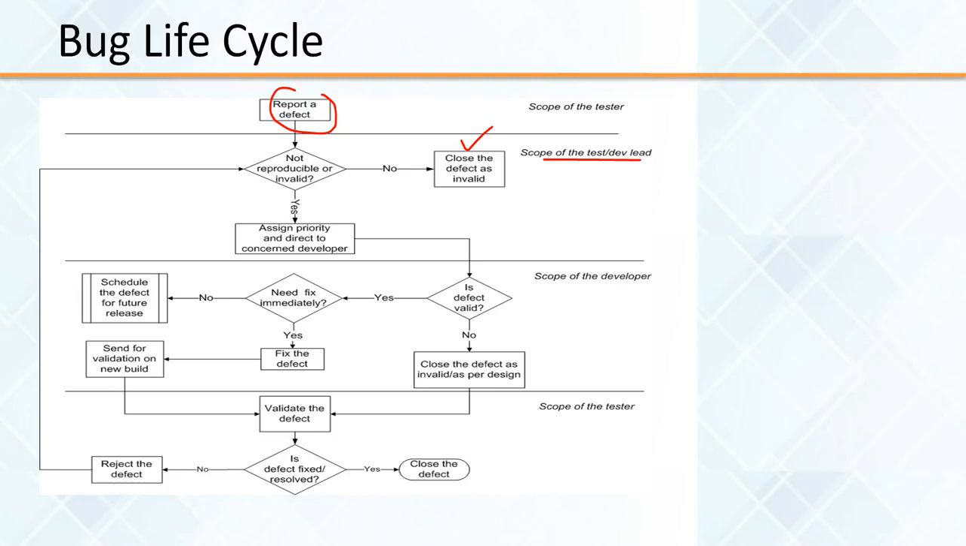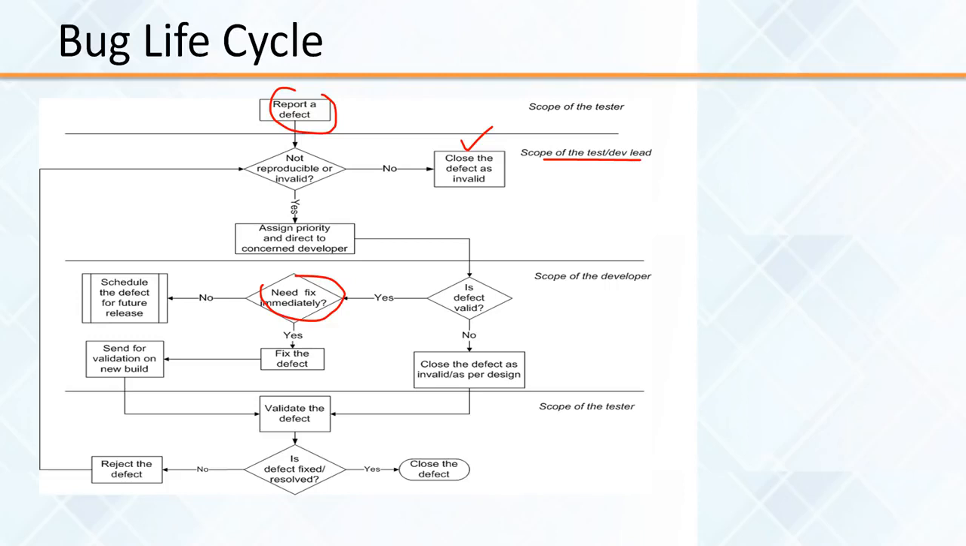If it is valid and needs a fix immediately, then fix the defect. Or if immediate fixing is not required, then schedule the defect for a future release, plan it for another build.